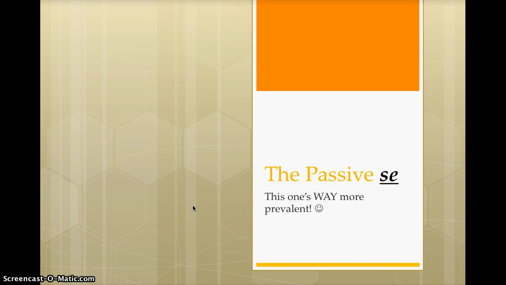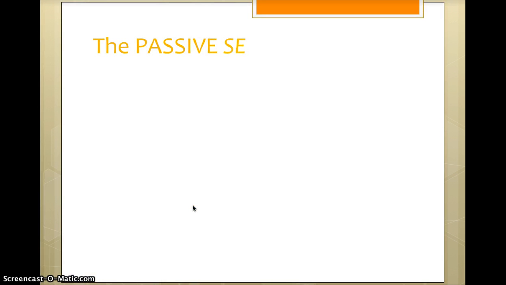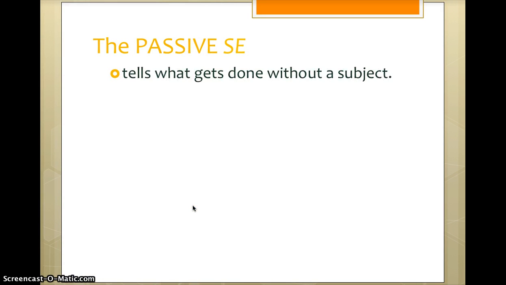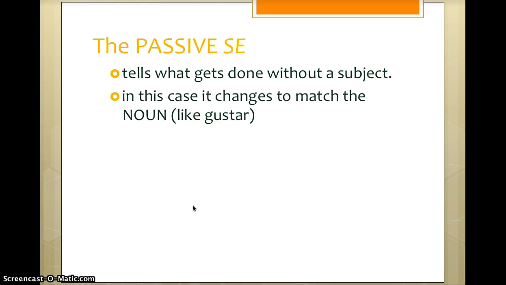The passive se is way more prevalent. You see it everywhere because they use it on signs in restaurants and parks and airports and bus stations, at the DMV. The passive se tells what gets done without a subject. What that means is it's going to change to match the noun like gustar. That means that it will go to box 3 or box 6, just like gustar. But it could be any verb.